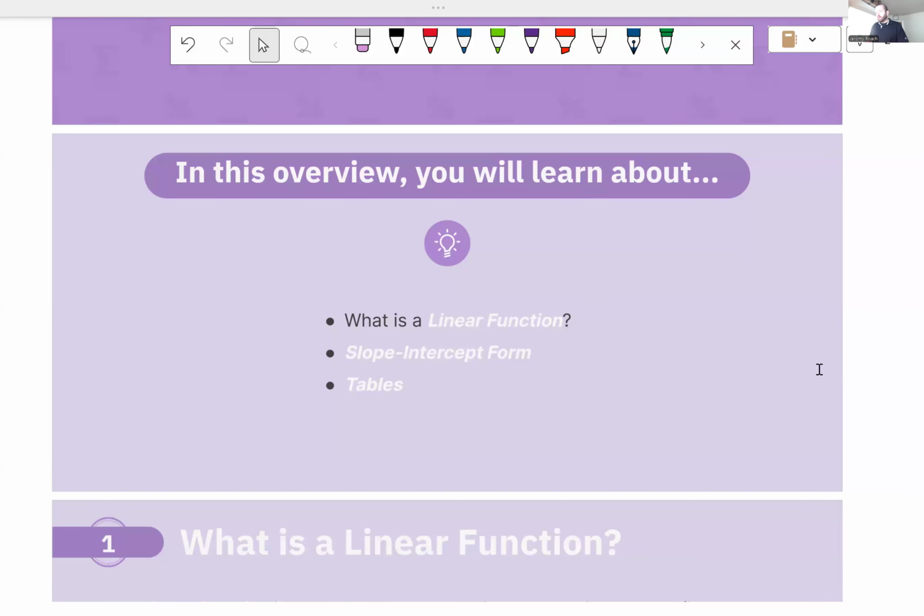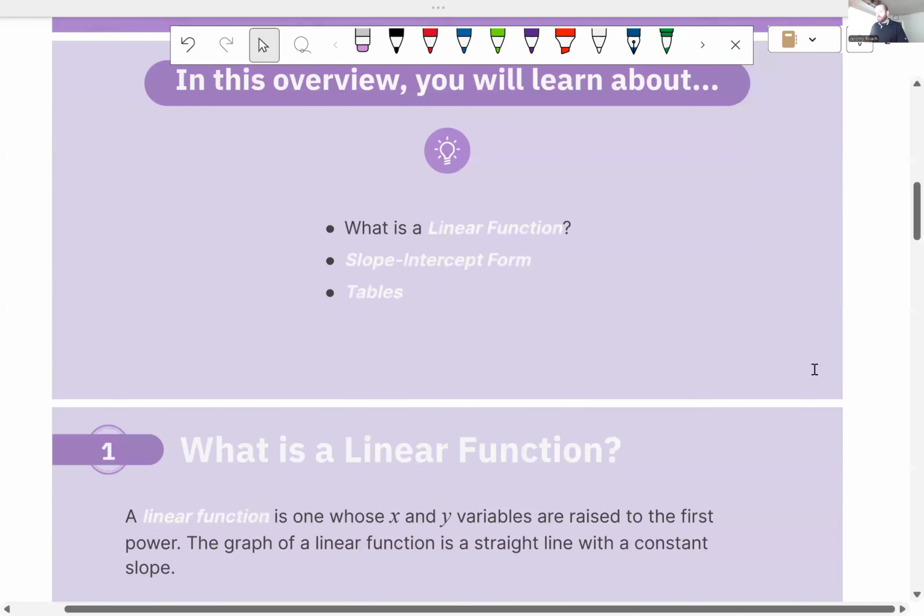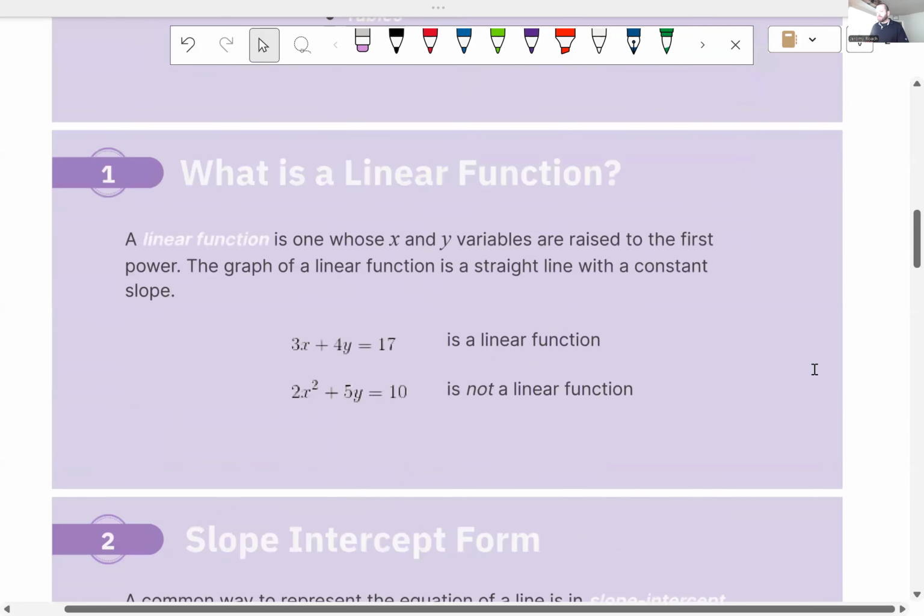We're going to be going over linear functions today for our SAT practice. Some of this is going to be review, but we're going to look at how linear functions are in many different forms and how we can interpret the data from tables. We're also going to go over a little bit of Desmos activity work as well. So to start off, we're going to talk about what a linear function is, slope-intercept form, and tables.